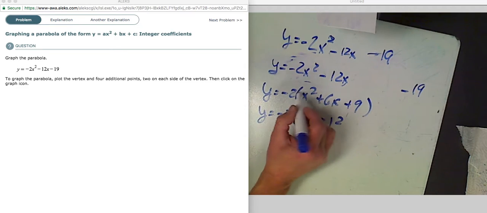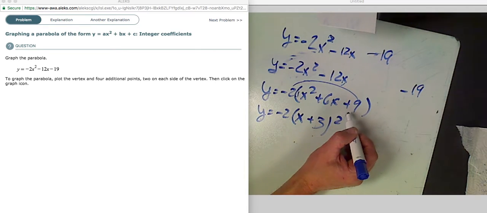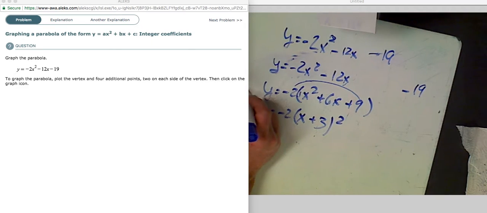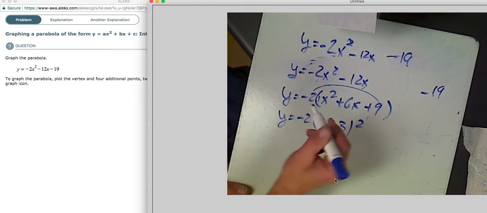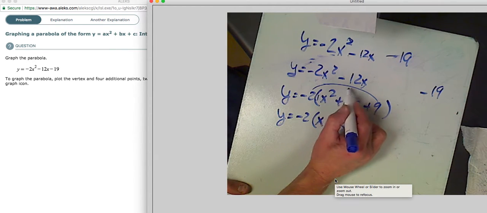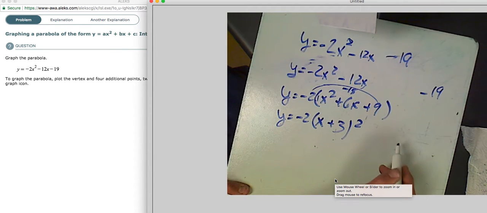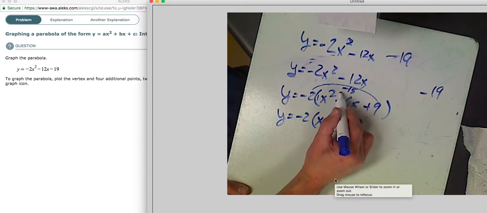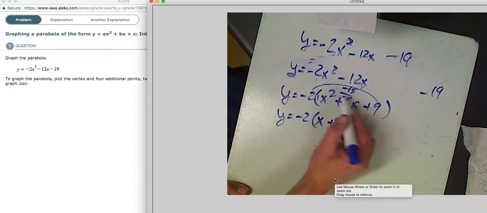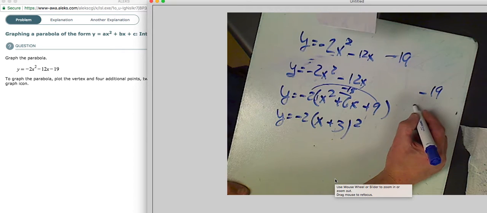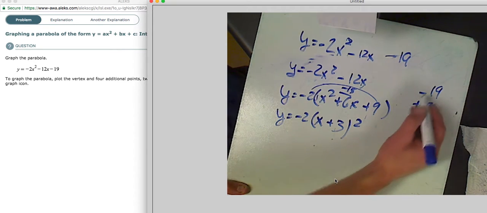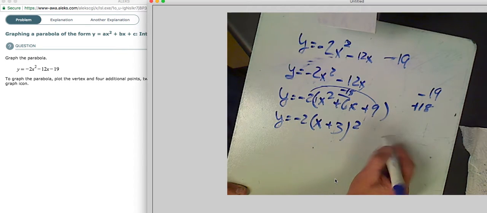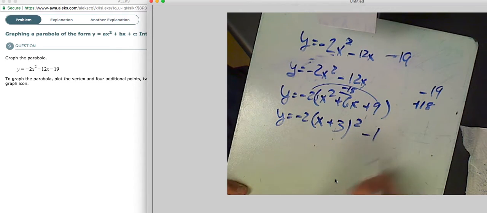But now, check this out. If I distribute this into there, what I actually added onto this equation was -18. So I'm going to have to add the opposite out here and add +18. And when I come down with this, I'm going to end up with -1. So I've done that now.